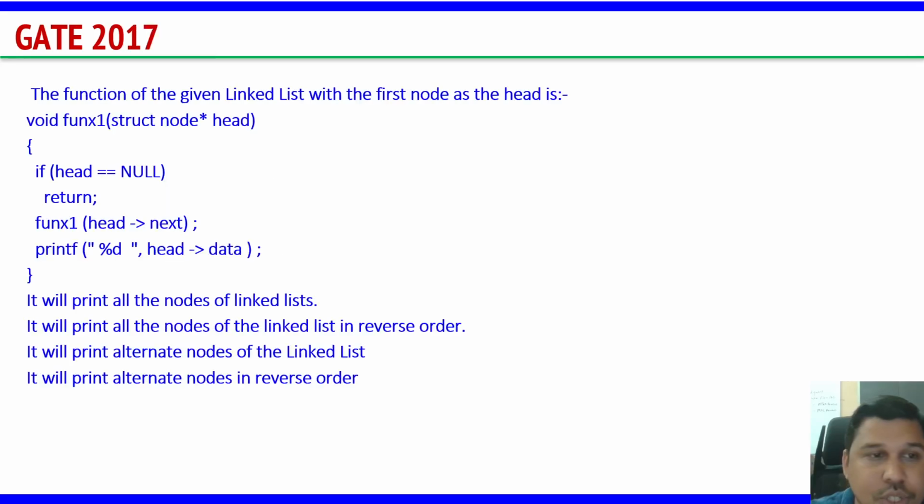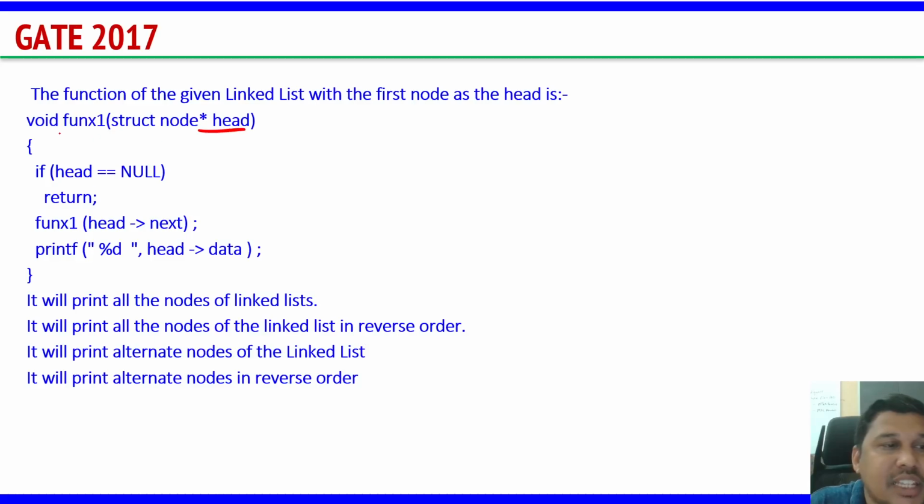Let us see the next question. Okay, there is one function, code snippet is given. They are asking us what this code snippet will do. Okay, what this code will do. Let us try to analyze. Again, you can see the question years are written here.